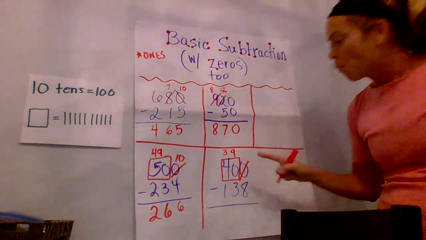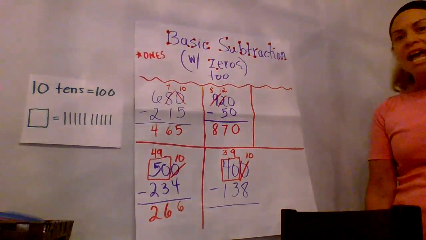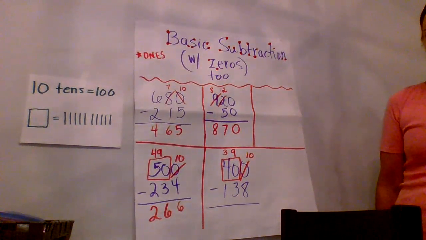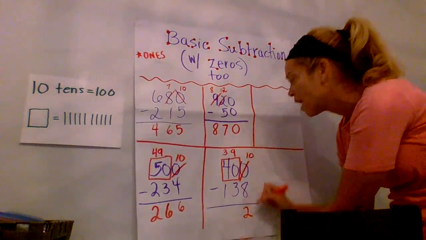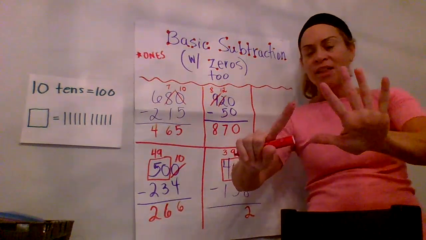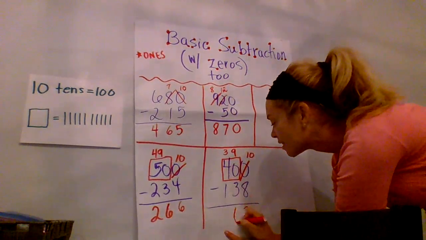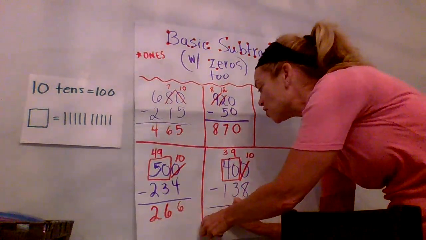And I'm bringing that 1 that I borrowed over here. Go back to the ones place. 10 minus 8 is 2. 9 take away 3 is 6. 3 take away 1 is 2.